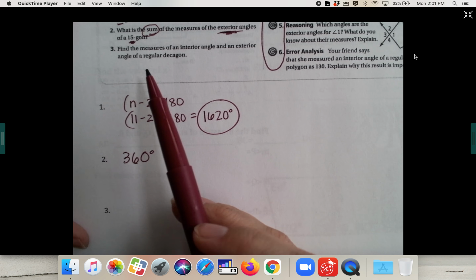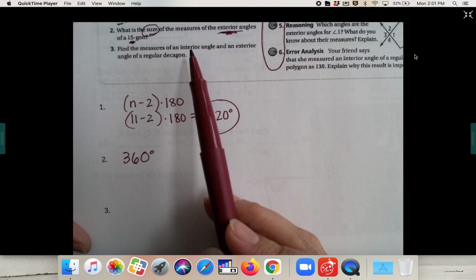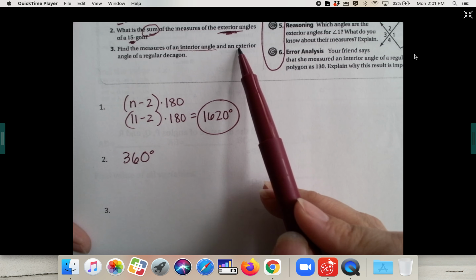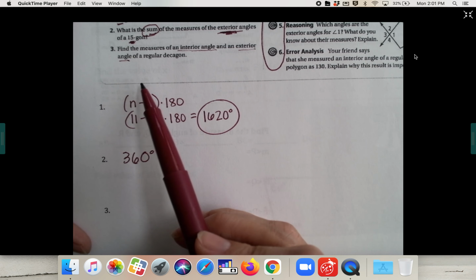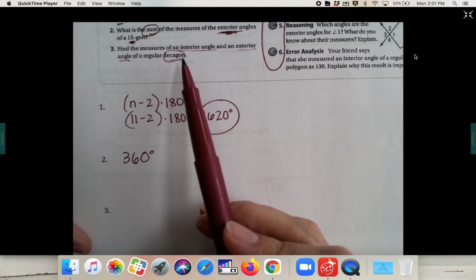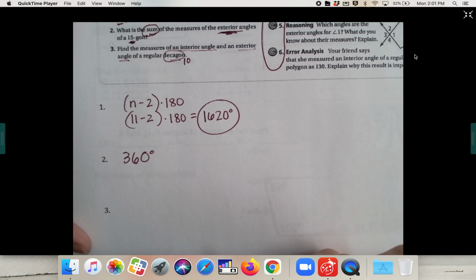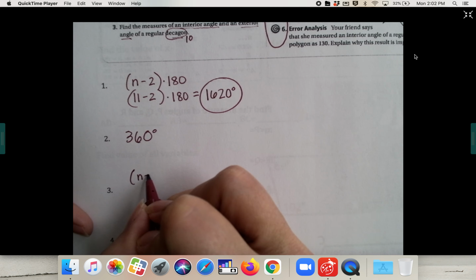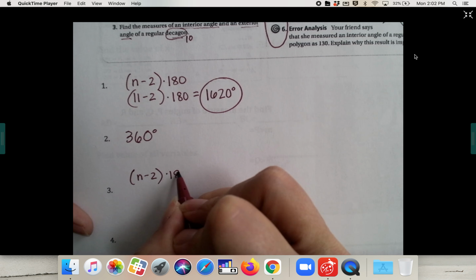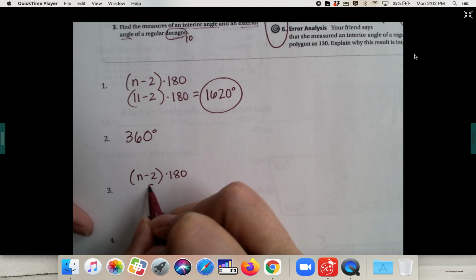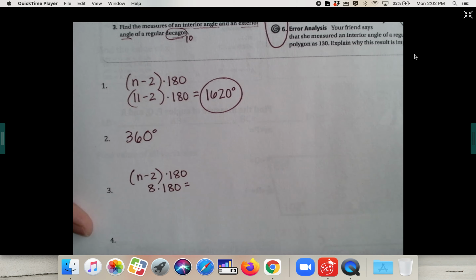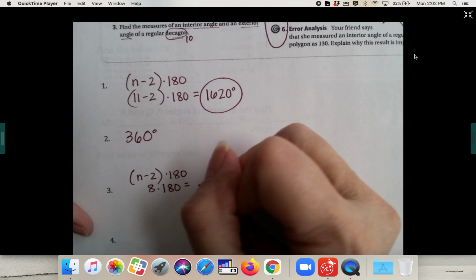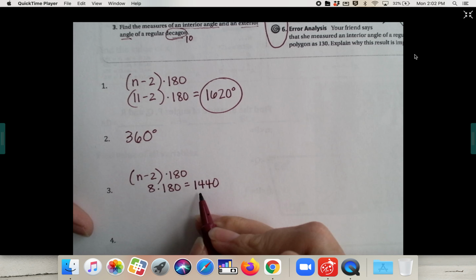Okay, and then the last one we're going to do together today, find the measures of an interior angle and an exterior angle. So just one of a decagon. Decagon is 10. So here's what we're going to do. We're going to first use our equation that you're familiar with now: 10 minus 2 times 180. This would be 10 minus 2, which is 8, times 180. Okay, 8 times 180 is 1440, but that's the total.